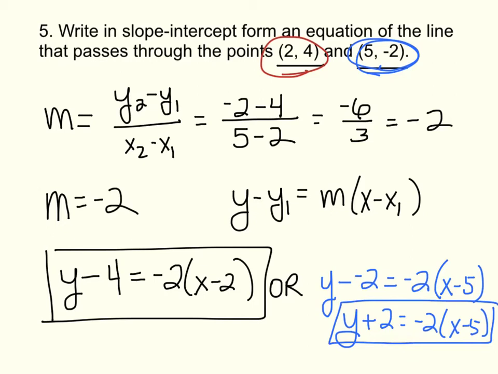Now, I'm not sure if anyone noticed the mistake I made on purpose, but this is a common mistake people have. Look at the directions. Write in slope-intercept form. These two answers are not slope-intercept. These two answers are in point slope. So you have to get the y by itself.